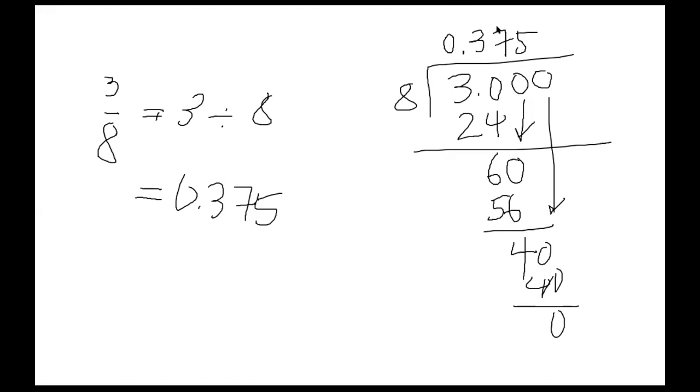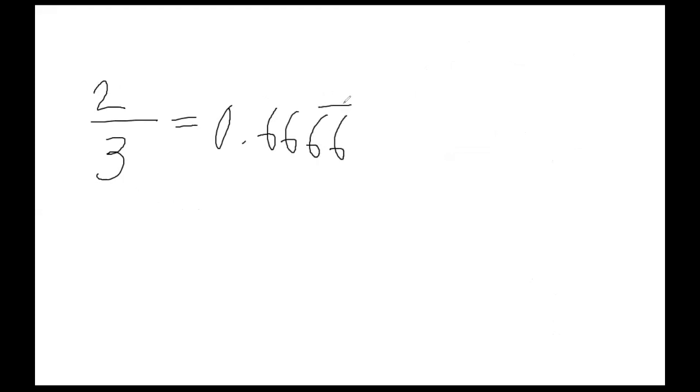Inisa-isa ko lang ha para sa mga nakalimot mag-long division. Okay, how about 2/3? 2/3 is just equal to, hindi ko alam kung familiar kayo, pero tuloy-tuloy lang to. 0.6 and bar. Okay? So, yung ibig sabihin ng bar na to sa taas is paulit-ulit lang or repeating. Repeating ang ating 6. Okay?